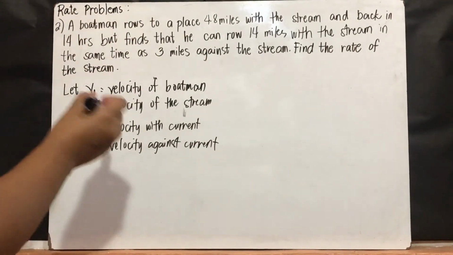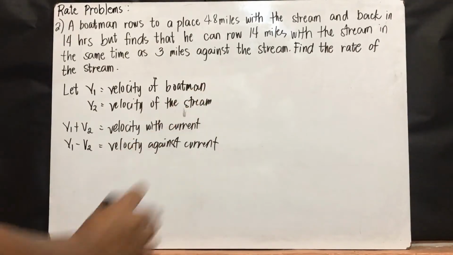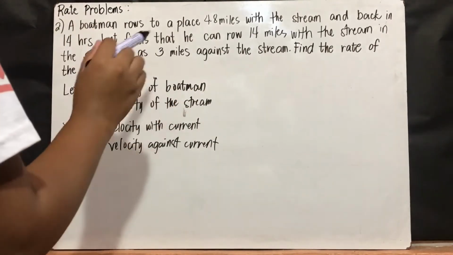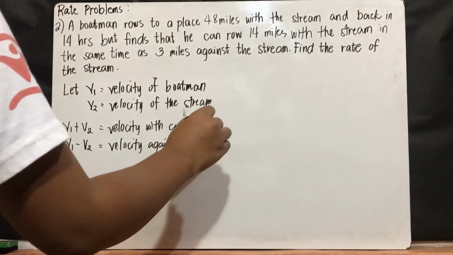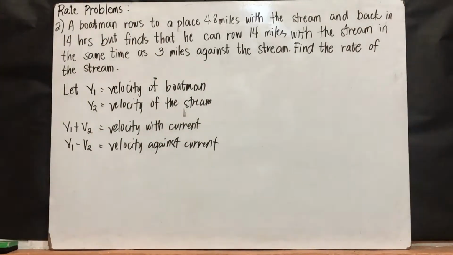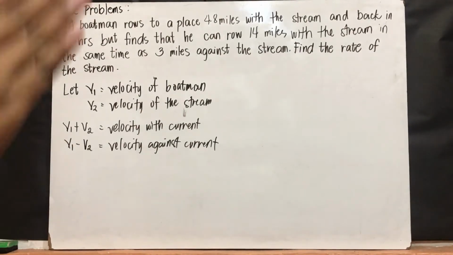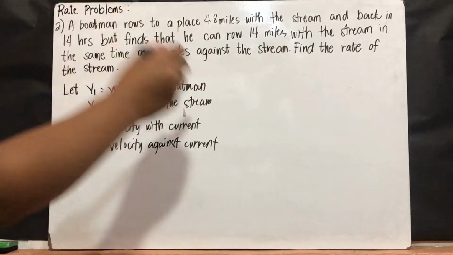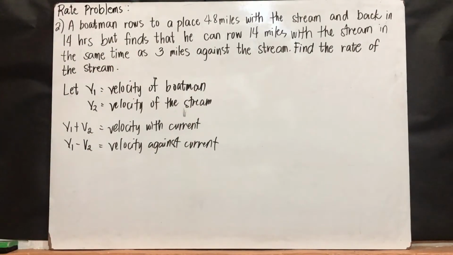So kapag downstream, ibig sabihin ito with current siya, and then kapag upstream, against current siya. Basta yung direction mo is with the direction of the flow of the water, So gagamitin mo with current. And kapag naman sumasalungat ka sa direction ng flow ng water, ibig sabihin you are against the current. So these are the two formulas you need to remember in solving rate problems.